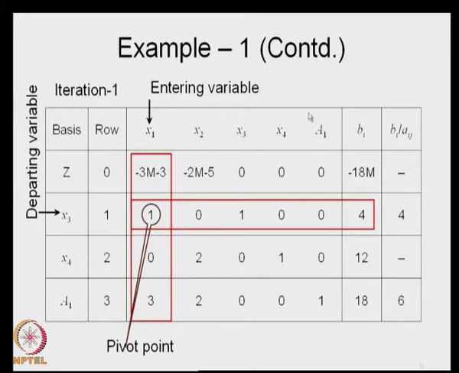And then you do all your calculations and see that you can calculate your B i by a i j only for these two, which turn out to be 4 and 6, and corresponding to the minimum B i by a i j value, you identify the departing variable. In this case, it becomes x 3, and therefore, x 1 enters in place of x 3. You write it as x 1, x 4 and a 1.